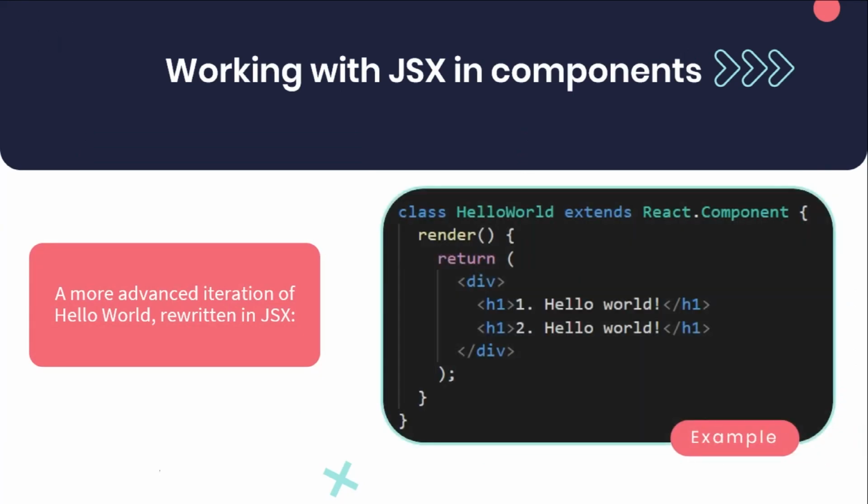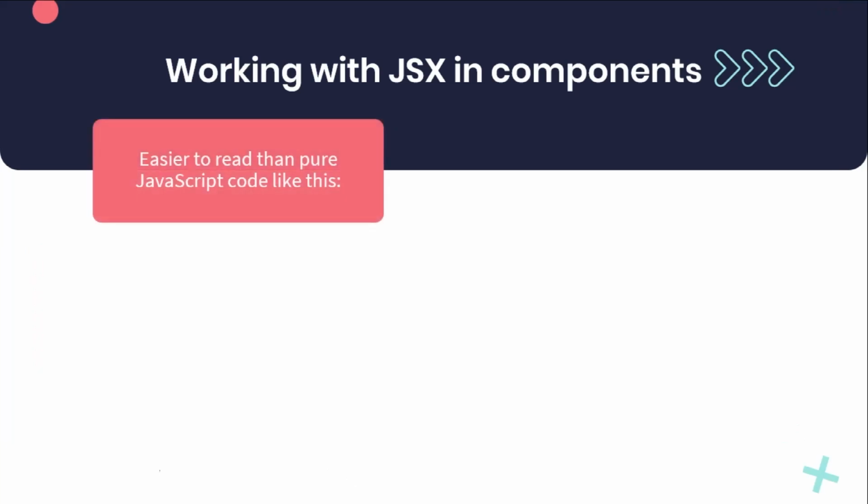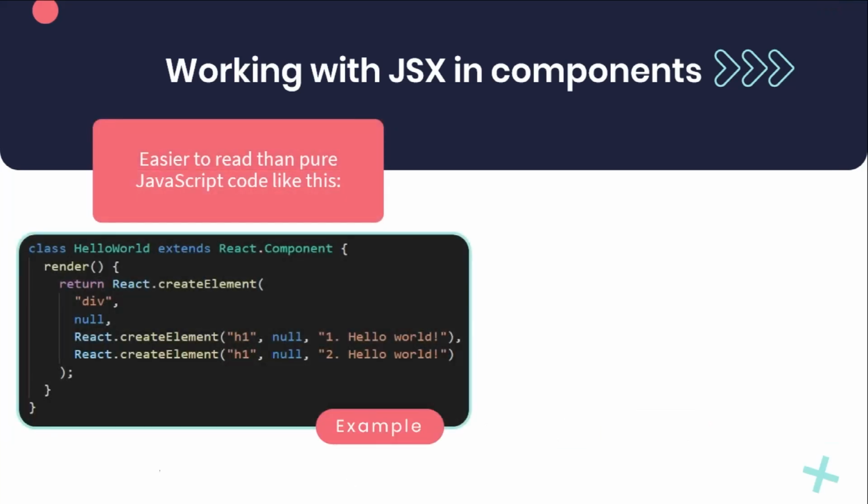In this case, you create a new component class and use JSX to create an element from it. This is easier to read than the following pure JavaScript code that looks like this. Seeing angle brackets in JavaScript code may seem a bit strange for experienced JavaScript developers. Oh, and notice parentheses after return in the JSX code.